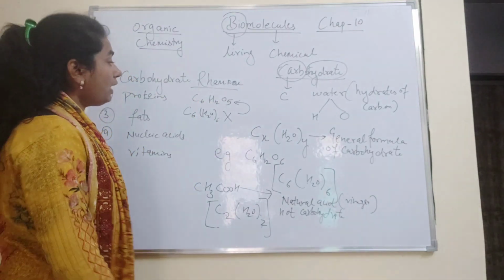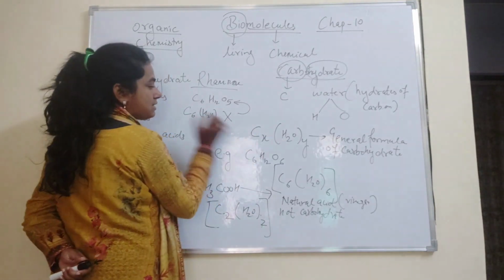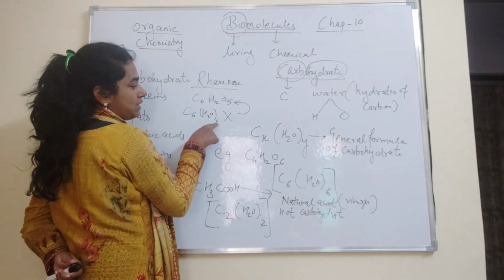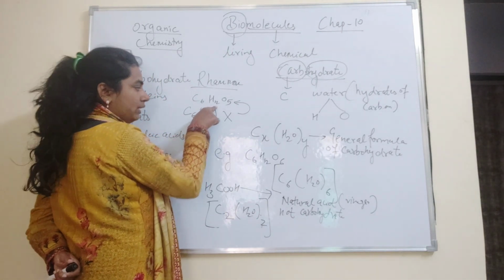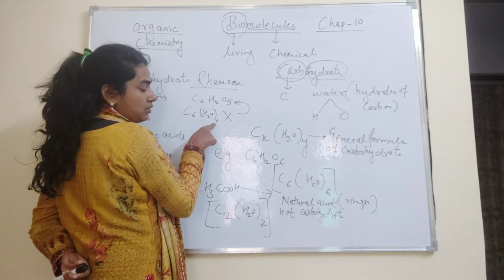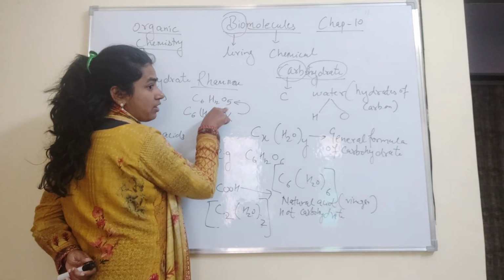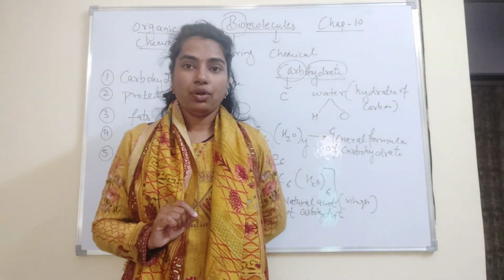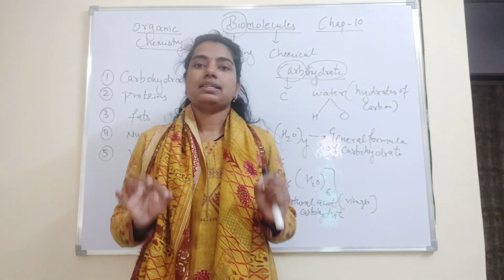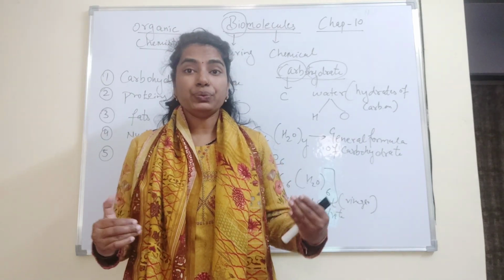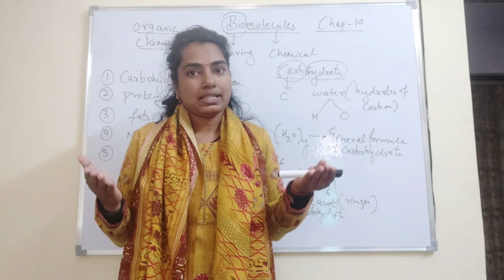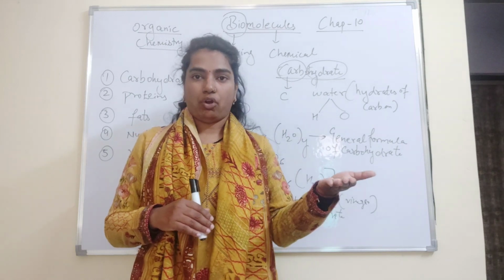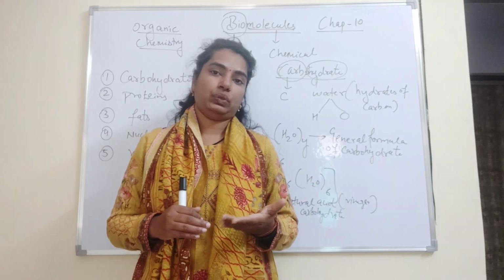C6H12O5: if you apply this to the general formula, how many carbons? 6. If we put (H2O)6, then 6 times 2 is 12. Hydrogens are equal, carbons are equal, but oxygen: here it is 5, but there it is 6. So this general formula does not apply for all carbohydrates, and it is discarded and a new theory comes. We can say that carbohydrates are polyhydroxy ketones and polyhydroxy aldehydes.